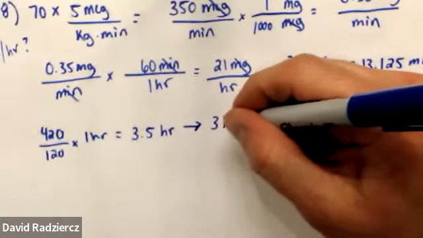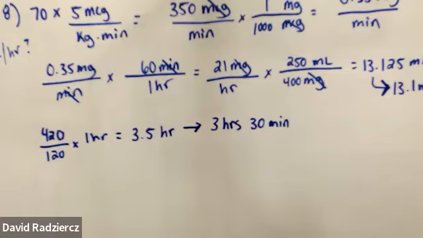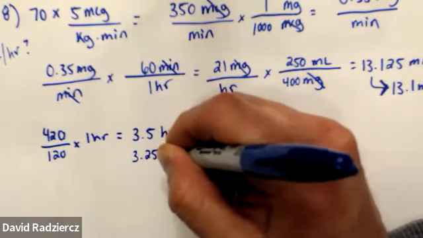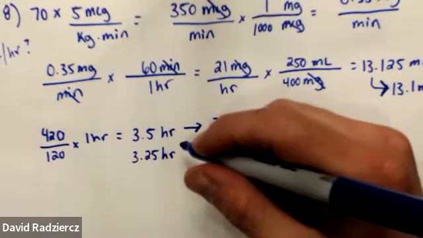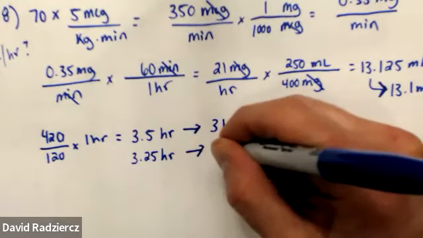And I think what they wanted you to write was 3 hours, 30 minutes. Okay. And if you got, let's say, 3.25 hours, remember, that's a quarter of an hour. So a quarter of an hour would be half of a half hour, right? So that would be 3 hours and 15 minutes. You got it.